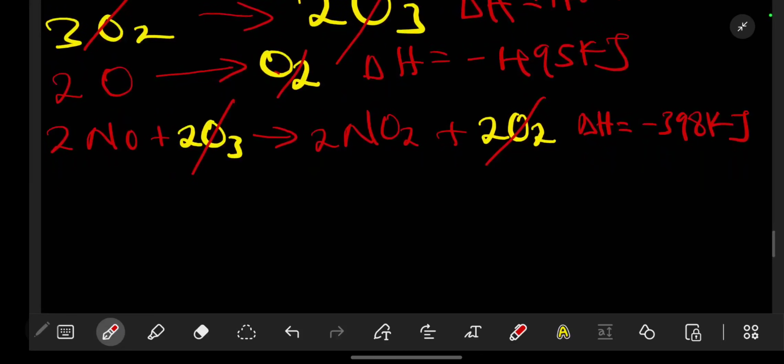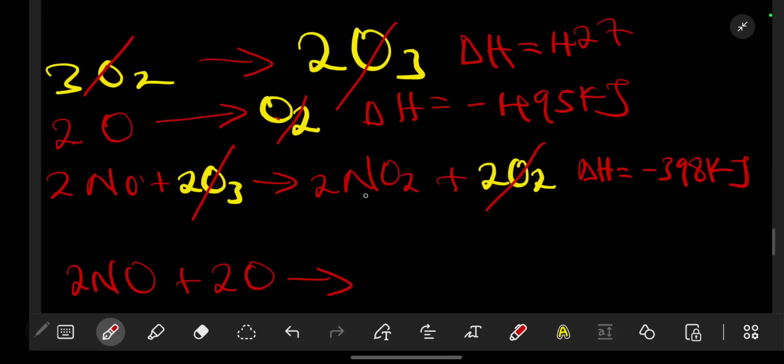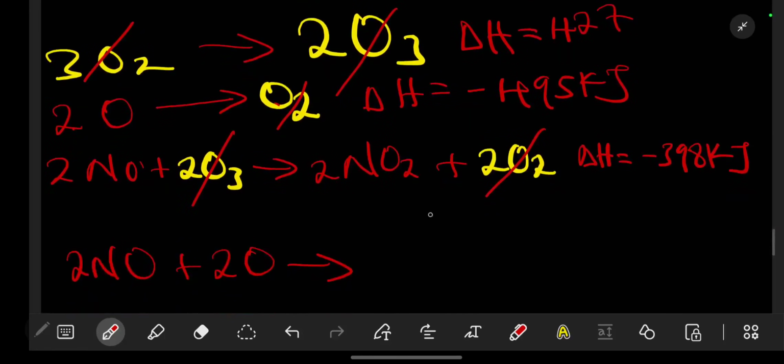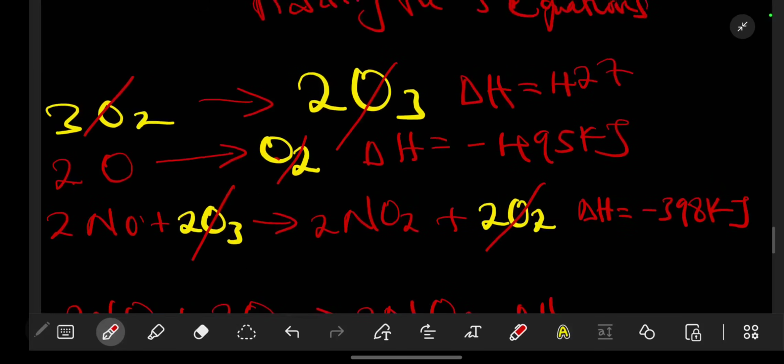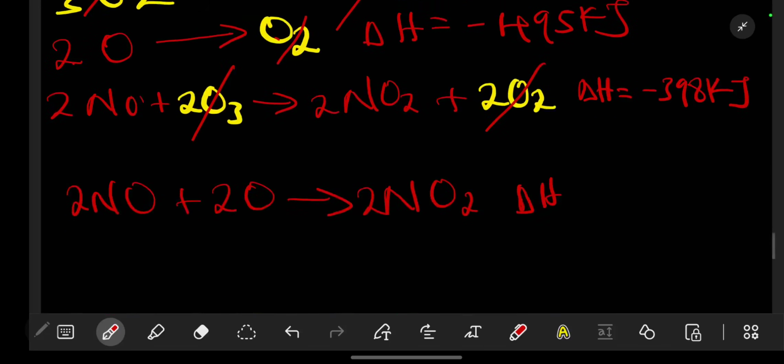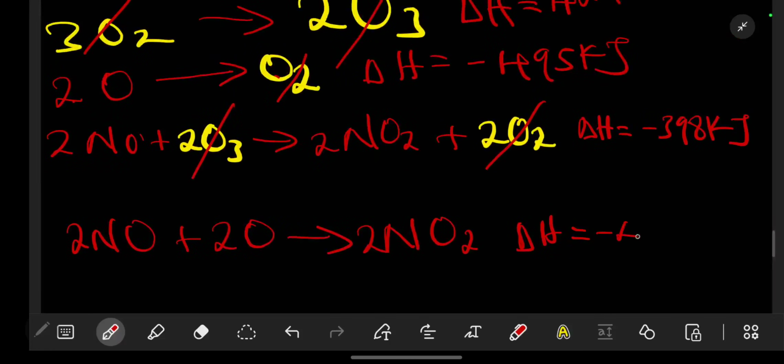We are remaining with our 2O, but we can begin with this. We have our 2NO plus our 2O, and this gives us, on this side, just our 2NO2. Then the change in enthalpies, you just add them. You press your 427 minus your 495, then you have minus your 398. This gives us the change in enthalpy equal to negative 466 kilojoules.